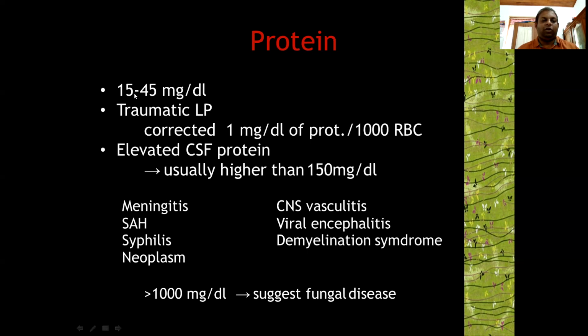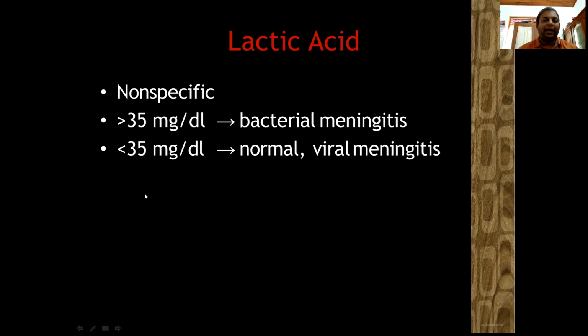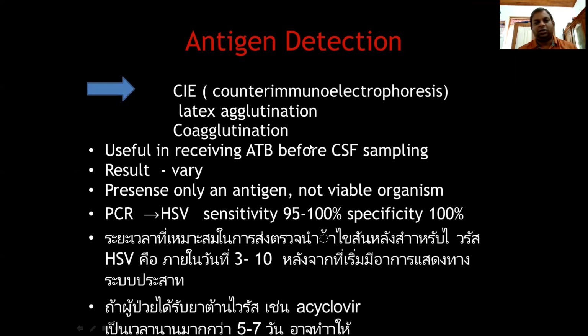Protein: usually the normal value is 15 to 45 milligram per deciliter. If CSF protein is elevated, usually higher than 150, think meningitis, and if it is more than 100, we think of TB meningitis. If it is very high, it suggests fungal disease. Meanwhile, apart from gram stain, in the preparations we can see a halo appearance in cryptococcal disease. A more definitive diagnostic test is cryptococcal antigen, but we can also check lactic acid, though it's not done much.